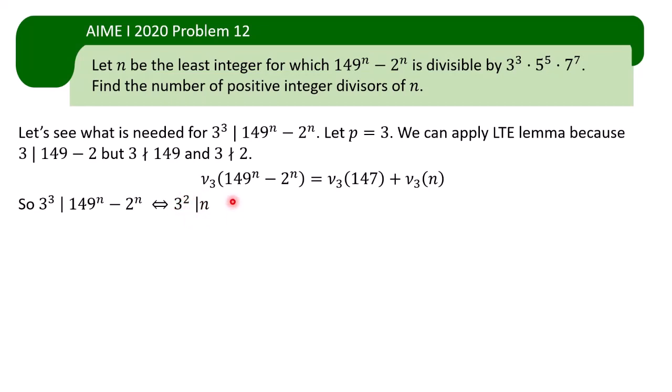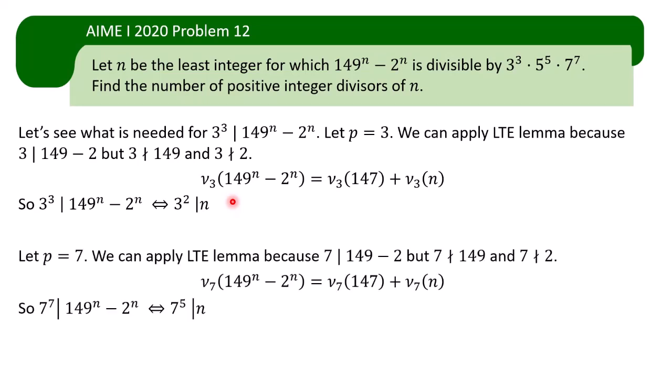So you can see where this is going. Actually, the problem becomes much simpler once you know that you are supposed to apply the LTE lemma. On the other hand, if you don't know the LTE lemma, you're probably stuck. Okay, let's continue on. Now we do the case p equals 7. We'll keep the case p equals 5 for later because it's more complicated. Okay, so let p equals 7.